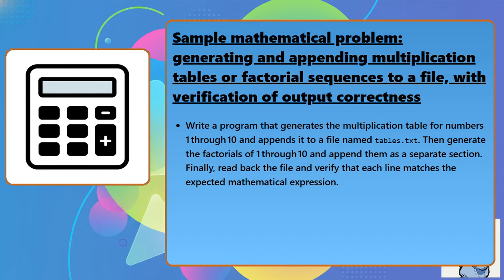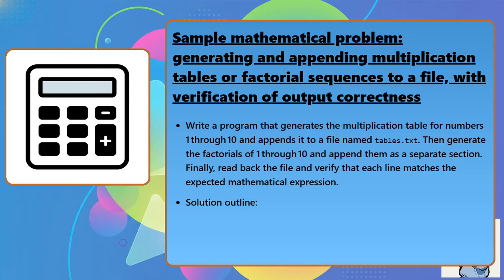Write a program that generates the multiplication table for numbers 1 through 10 and appends it to a file named tables.txt. Then generate the factorials of 1 through 10 and append them as a separate section. Finally, read back the file and verify that each line matches the expected mathematical expression.